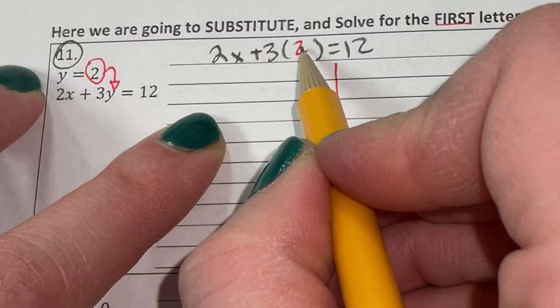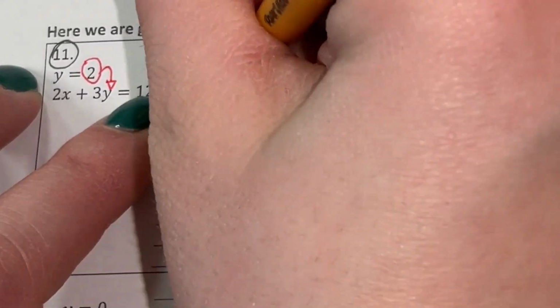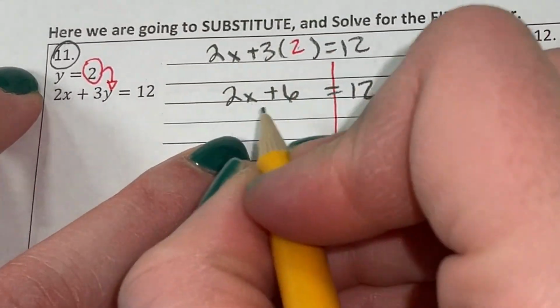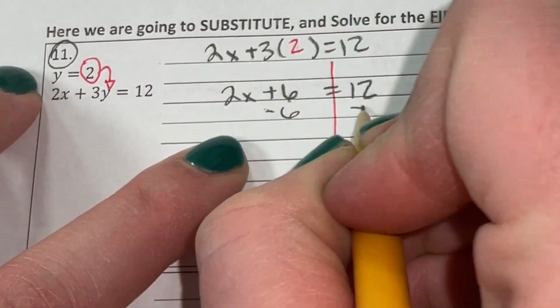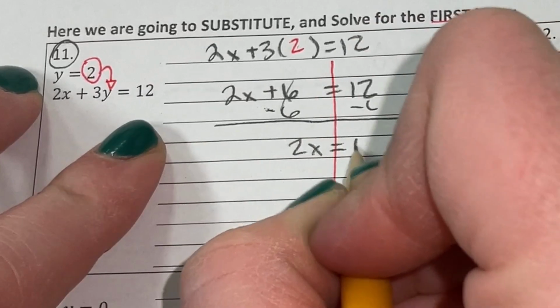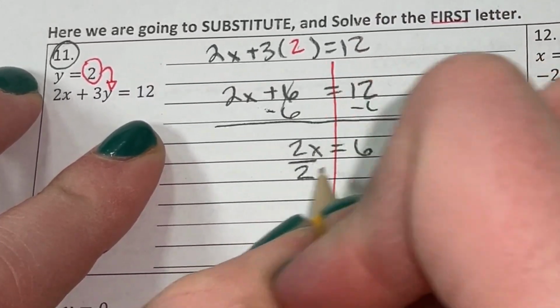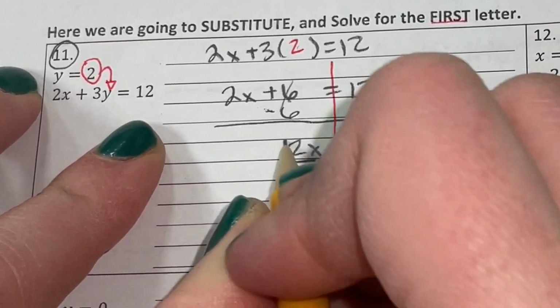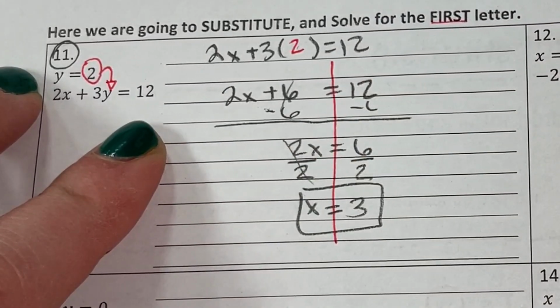So let's do that. 3 times 2 is 6. So now we're left with 2x plus 6 equals 12. Now I subtract 6 on both sides. This gives me 2x equals 6. I get rid of that 2 by dividing on both sides. This gives me x equals 3. So I figured out x's number when I solved and substituted.